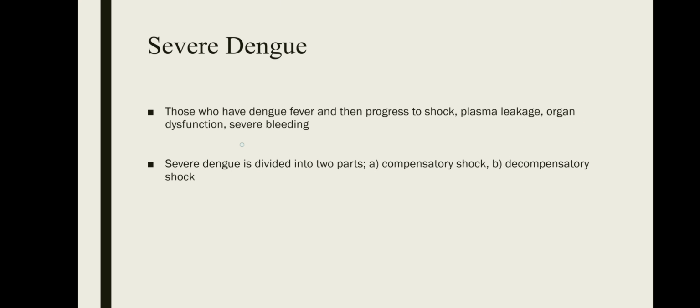Now, severe dengue, as I say, is when those who have dengue fever then progress to shock, plasma leakage, organ dysfunction and severe bleeding. So the definition is any dengue fever that progresses to shock due to plasma leakage and organ dysfunction, and there is severe bleeding due to coagulopathy and thrombocytopenia; it is called severe dengue. And a severe dengue patient is divided, during the treatment part, into two types. One is compensatory shock, one is decompensatory shock.